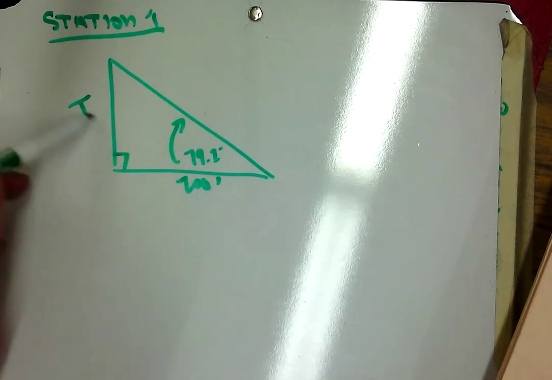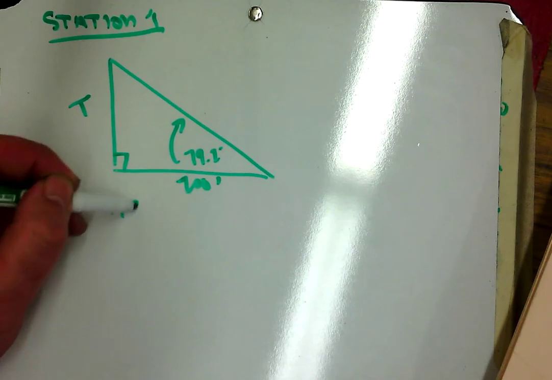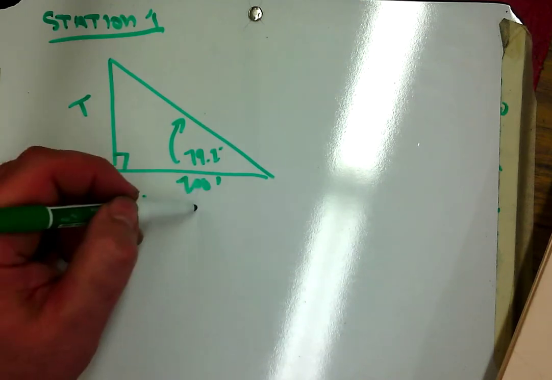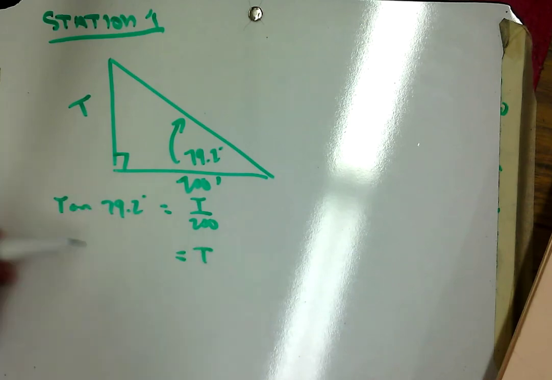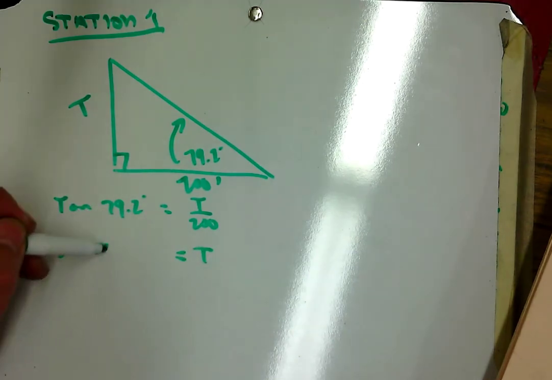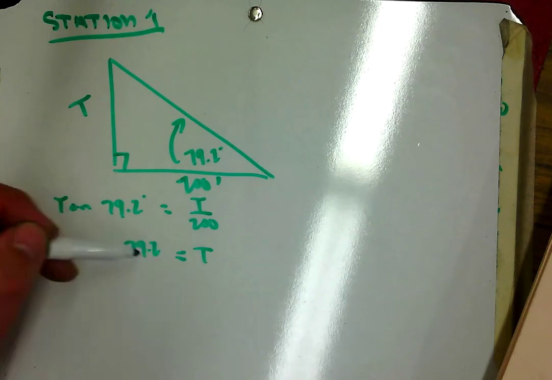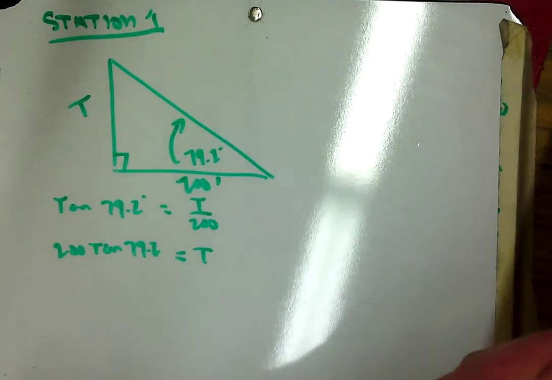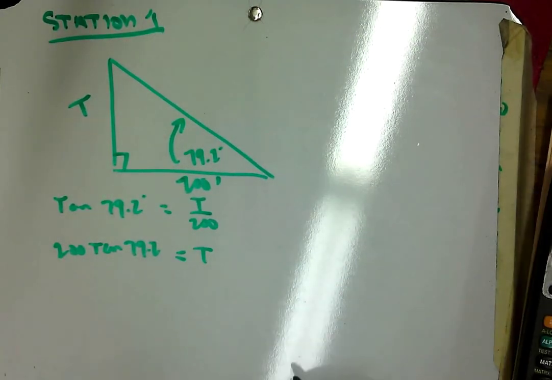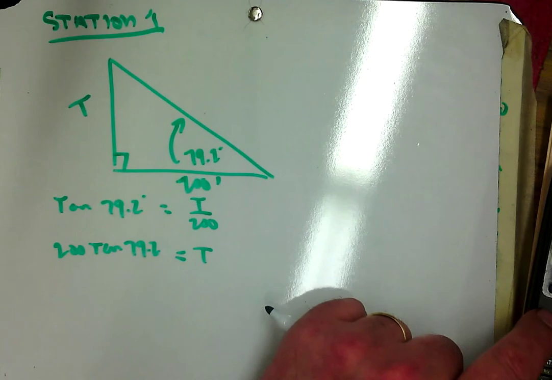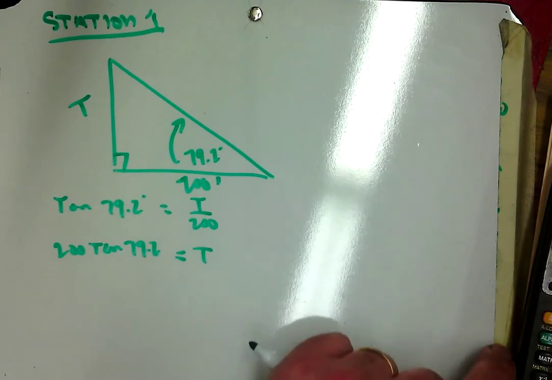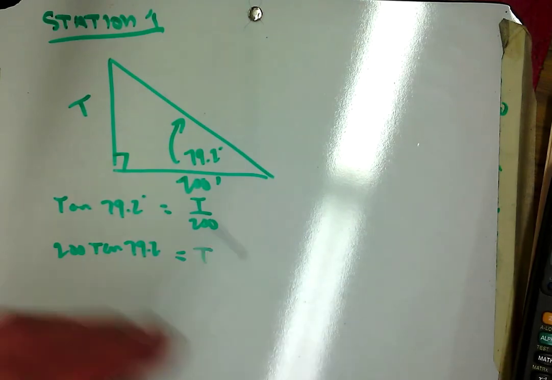So it looks like I have opposite and adjacent. Tangent 79.2 equals tower over 200. So the tower height is 200 tan 79.2. And if I pull out my calculator, 200 tan 79.2. Make sure your mode is in degrees for this problem. It's not a trig graphing problem. It does deal with degrees.